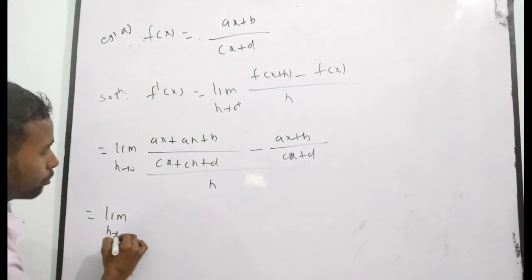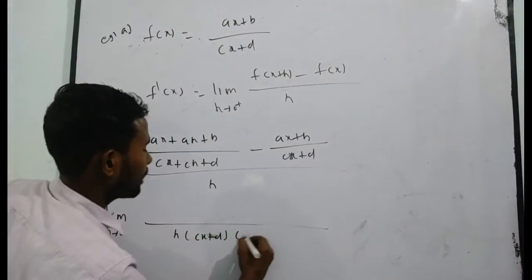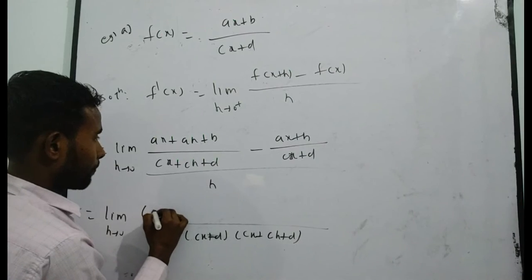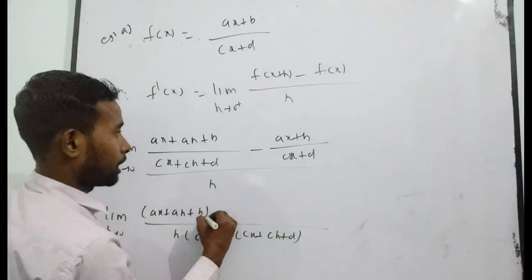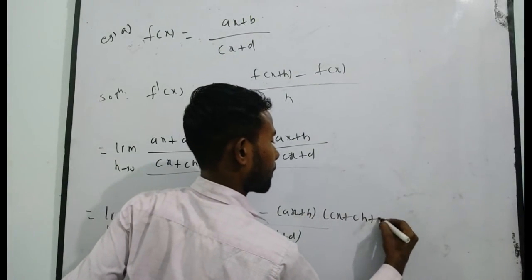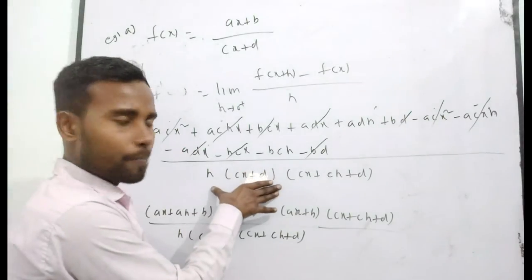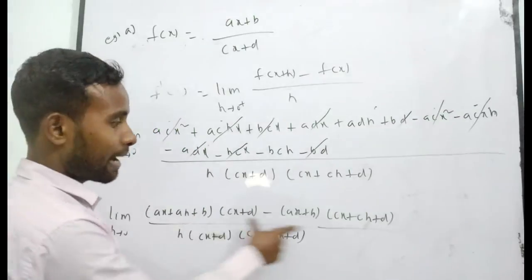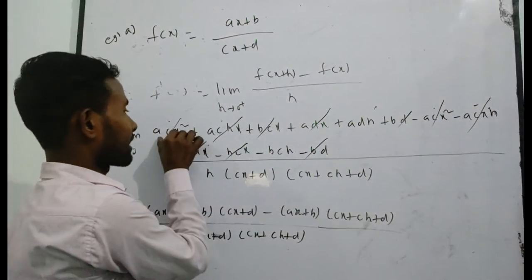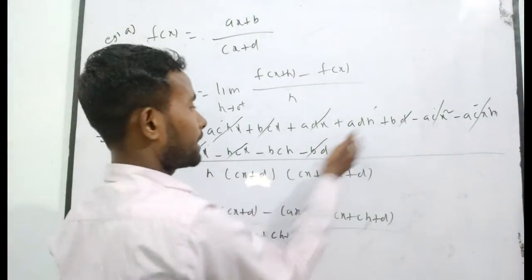Now I want to take the LCM. Can you write the limit h tends to 0 of [h times (cx + d)(cx + ch + d)] in the denominator. Now multiply it. After multiplying, (ax + ah + b)(cx + d) minus (ax + b)(cx + ch + d). What will you get? Have you understood? After this step, simply expand it by multiplication, and some terms vanish, just like acx², this term by this term, and bd and bd.